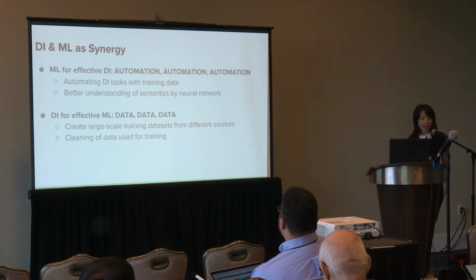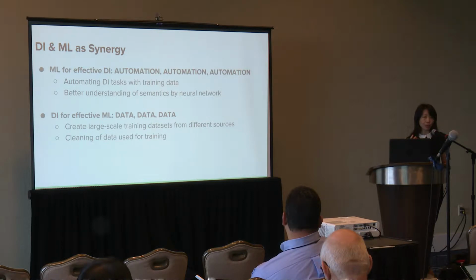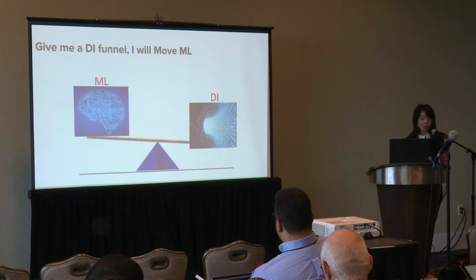And on the other hand, data integration can also help machine learning because it is providing data. It collects a lot of data that could be used to train machine learning models. And also it more or less cleans up the data, which feeds more valuable data to machine learning models. So it is said that, give me a fulcrum and I will move the earth. And similarly, as people from the database community, we would say, give me a data integration fulcrum and I will move machine learning.